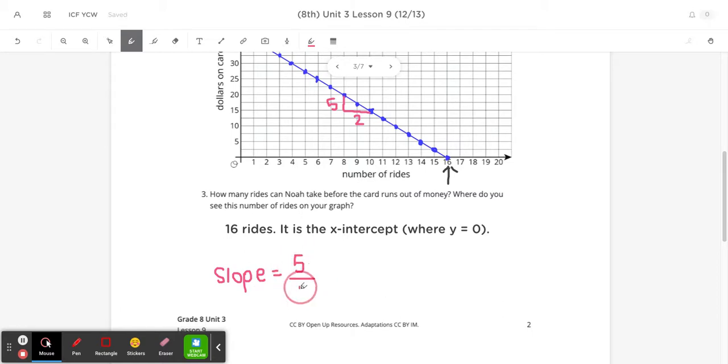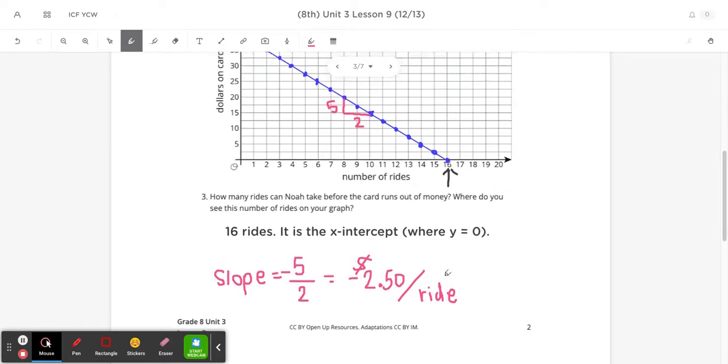But it's not a positive 5 over 2. It is a negative 5 over 2. It's negative $2.50. And this makes a whole lot of sense if you think about what's happening here. Because for every ride, so $2.50 per ride, Noah loses $2.50. And that's why the $2.50 is negative, because he's losing that money.